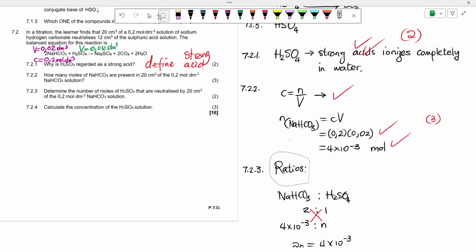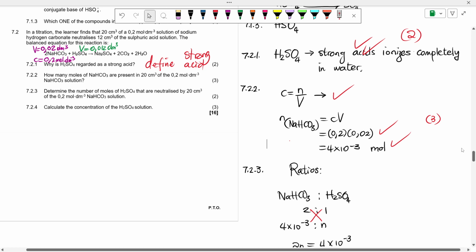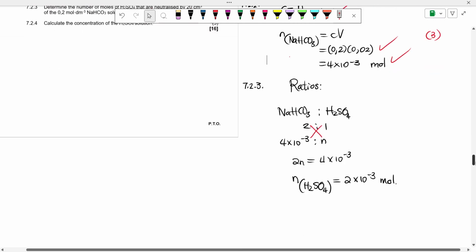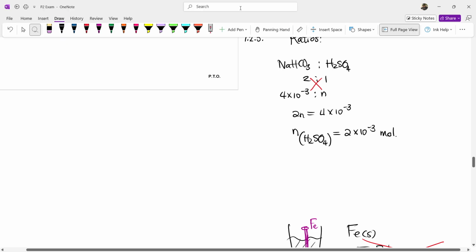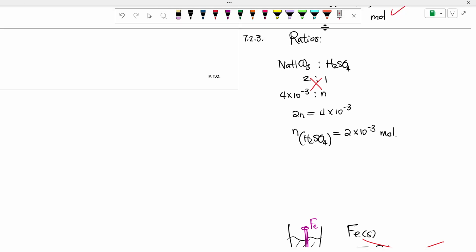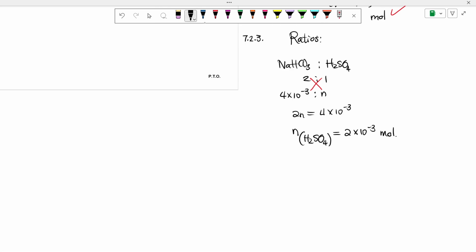Calculate the concentration of the H2SO4 solution. Okay, it's just a follow-up from the number of moles, so that's pretty easy because we are given the volume. So which equation do we use? C equals n over V. Good. So it's also pretty straightforward.